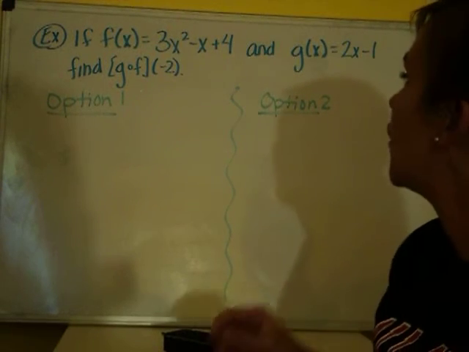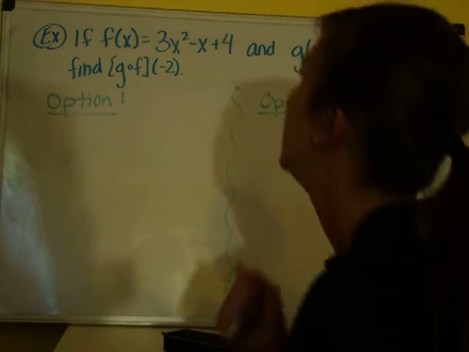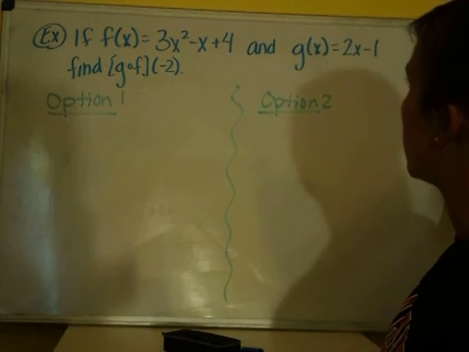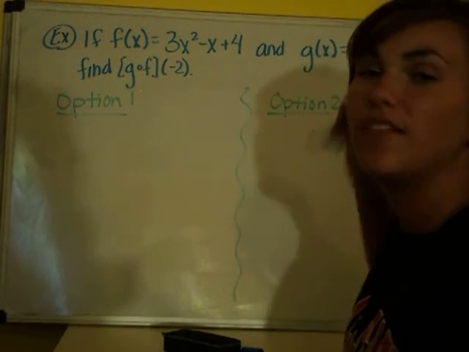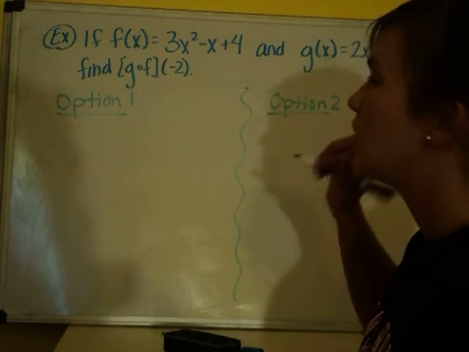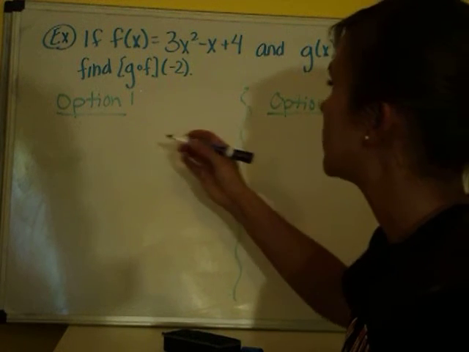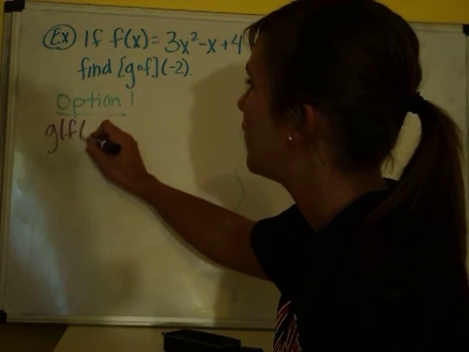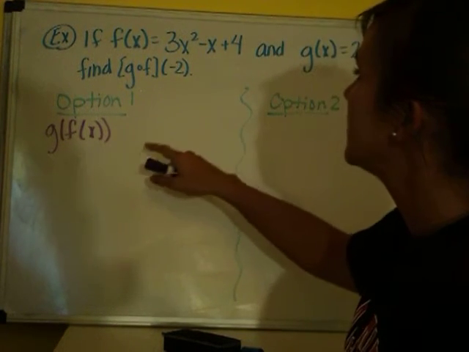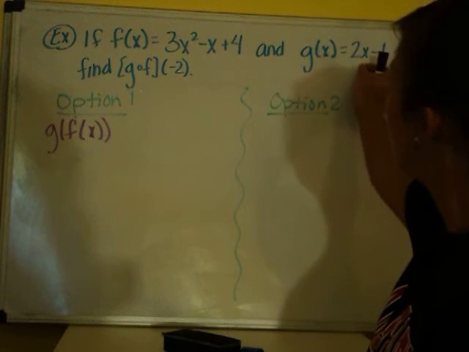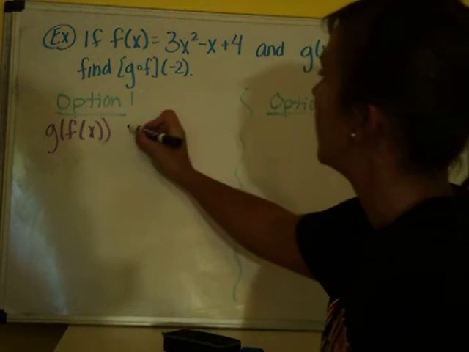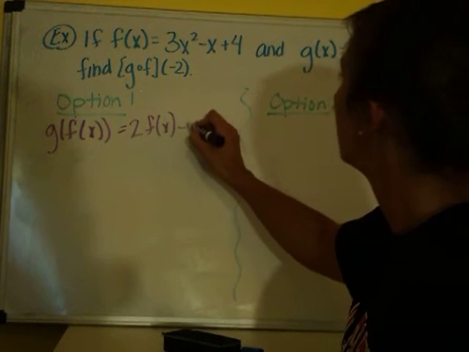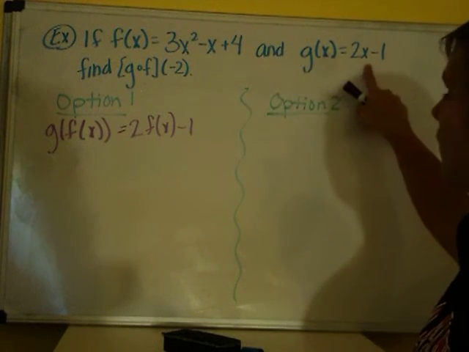Let's try this on our own. If f of x equals 3x squared minus x plus 4, and g of x equals 2x minus 1, find g of f of negative 2. Option 1 was to composite the functions first. So we're going to have g of f of x. That means I'm taking my f function and putting it wherever I have an x over here. So I'm going to have 2 times my f of x, minus 1, because I'm putting it wherever I see that x.